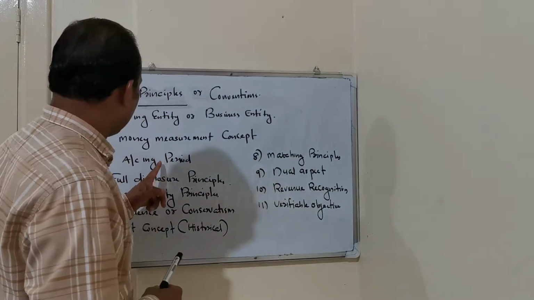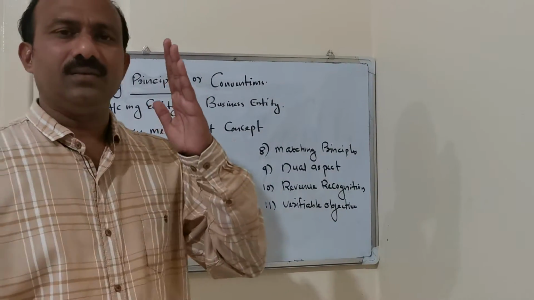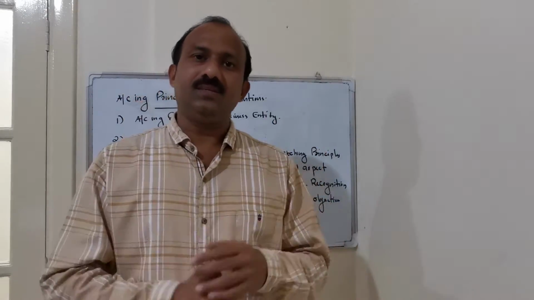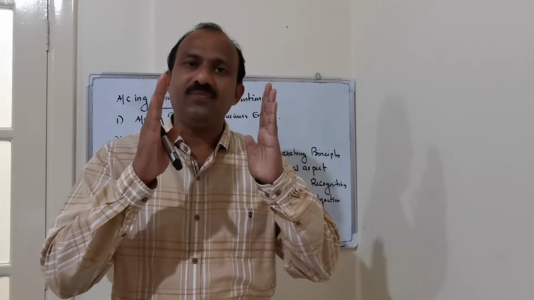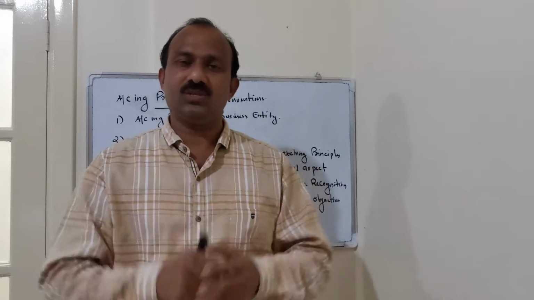Number 2 is the accounting period. We know that there is a life period for the accounting of an organization. Accounting period is the second one. The accounting period says that it is the life of the business or the life of the accounts.